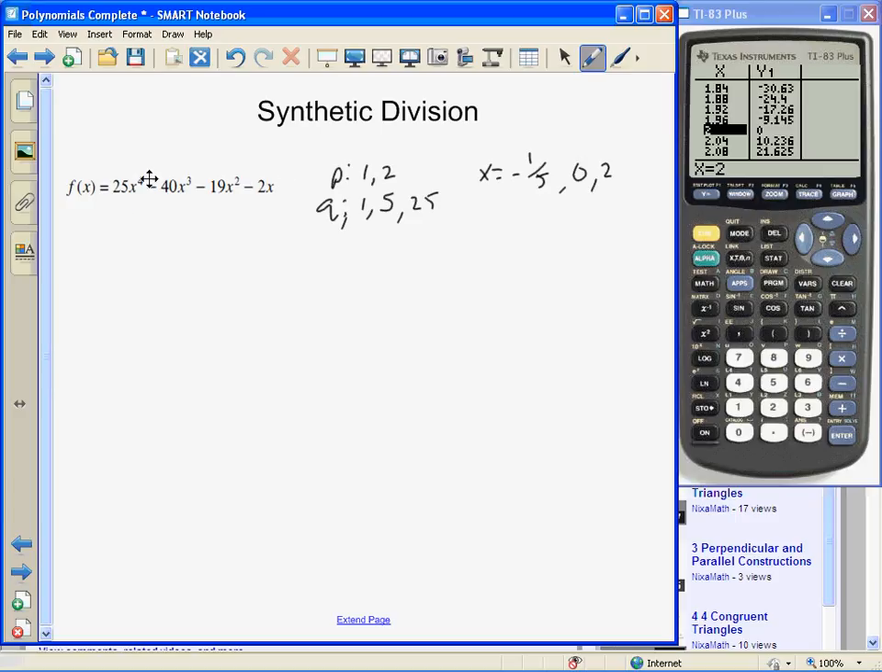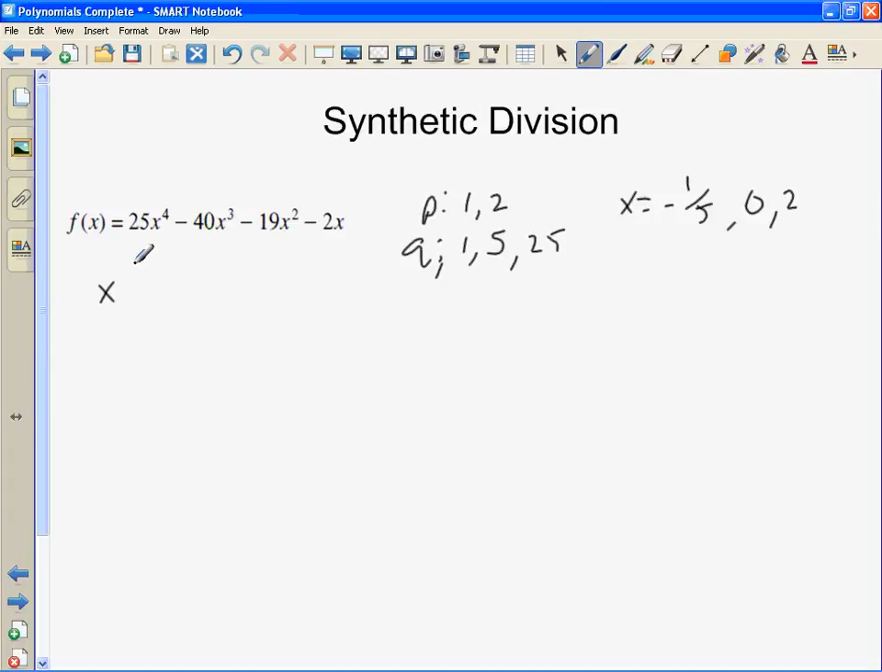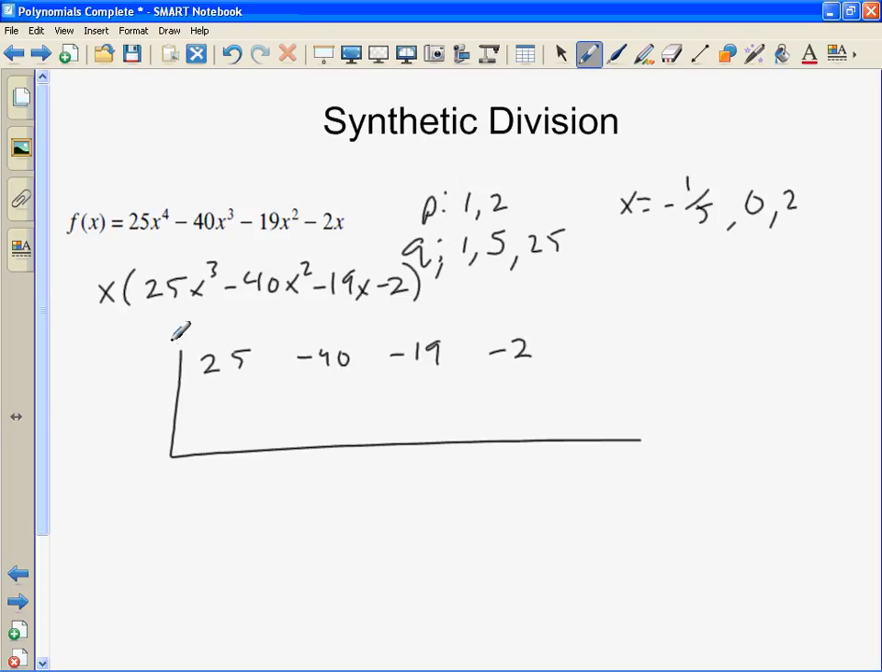So let's factor out that x first. I'm going to get rid of my calculator here. So I'm going to factor an x out of this. Okay, so this is what I'm going to be dividing by. For synthetic division, we're only going to look at the coefficients here. So I'm just going to list them out. Okay, and then we're going to make an upside down divide bar. I'm going to divide this root out.